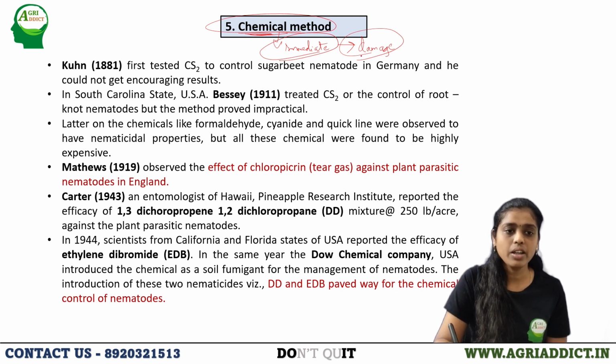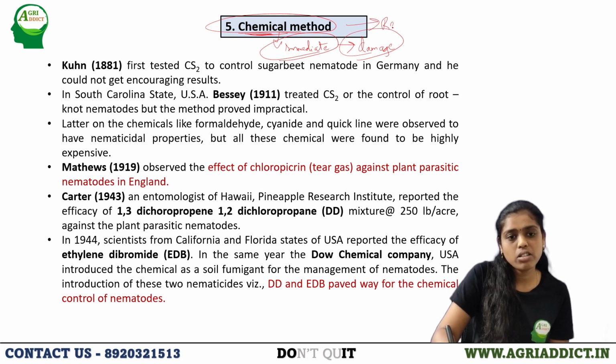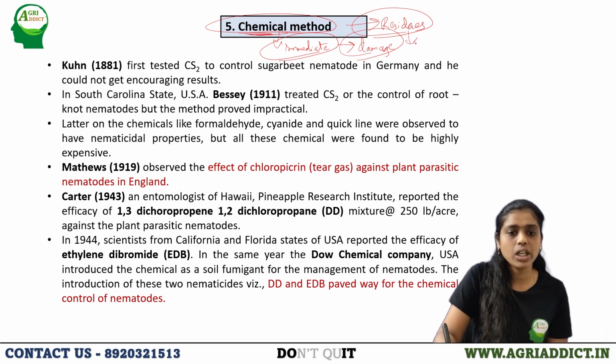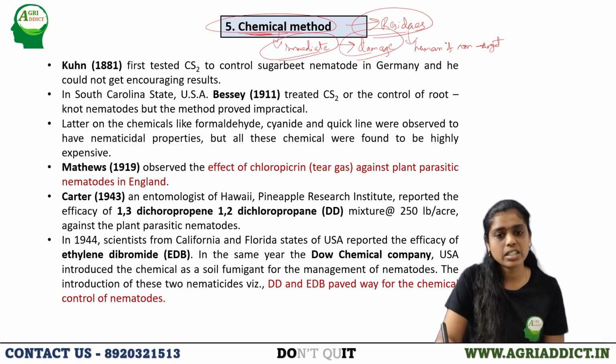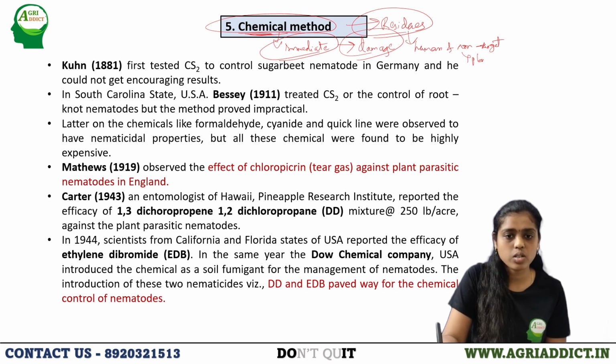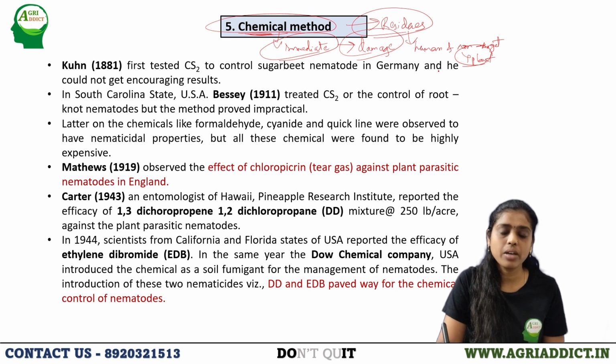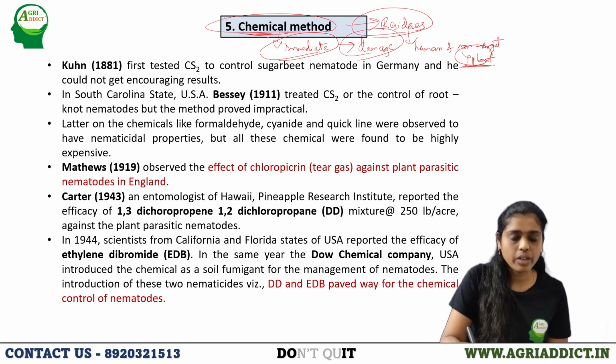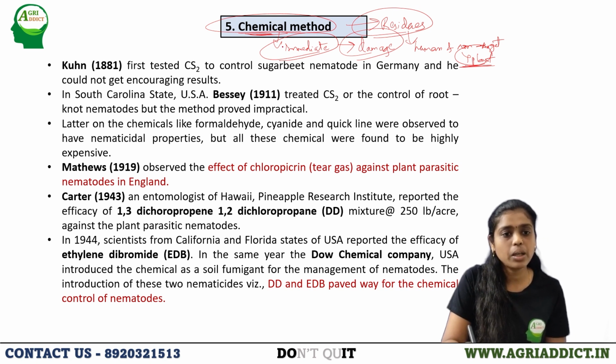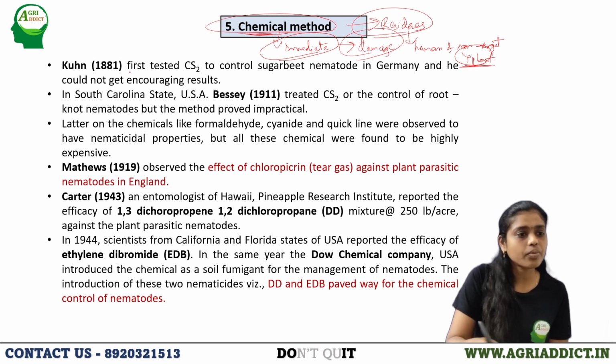Initially we shouldn't go for chemical methods because they may leave residues which will be very hazardous to humans and also to non-target organisms like predators and parasitoids. Even for the plant, some of the chemicals may leave residues and affect plant growth also. So this method should be followed whenever the nematode population is very high.